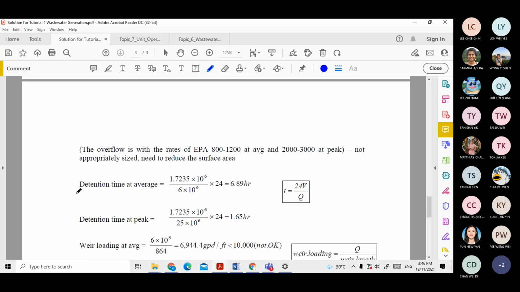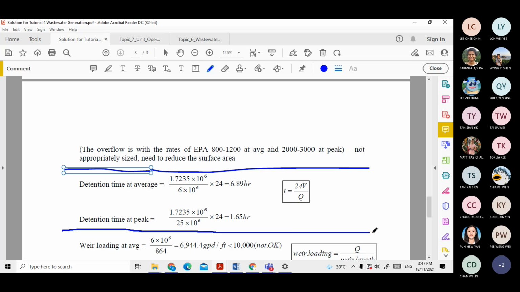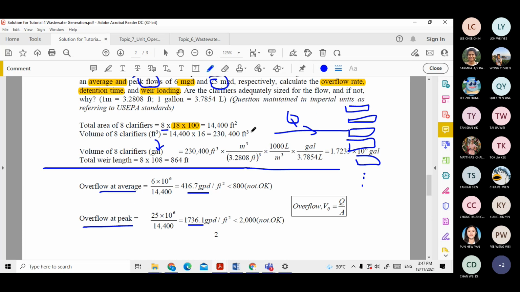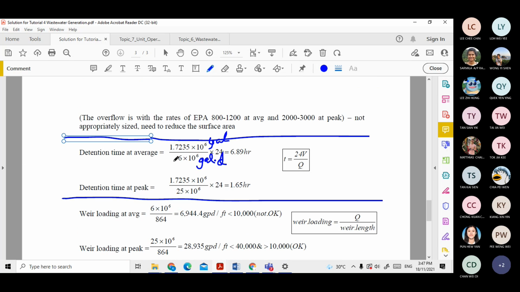Then the next one is the detention time. Detention time is calculated by volume over flow, meaning the volume of the clarifier divided by the flow. Because the flow here is in gallons per day, the volume here must be in gallons. That's why we have this unit conversion from cubic feet to gallons, so that we can cancel the gallon.